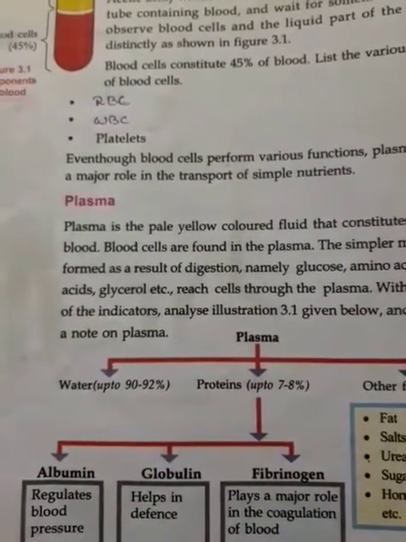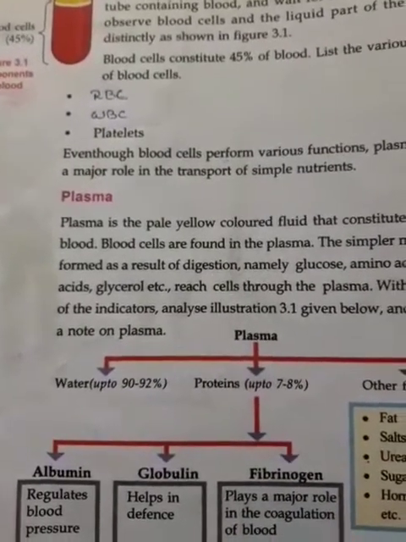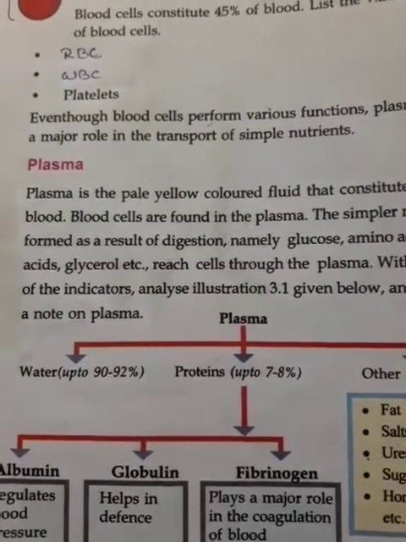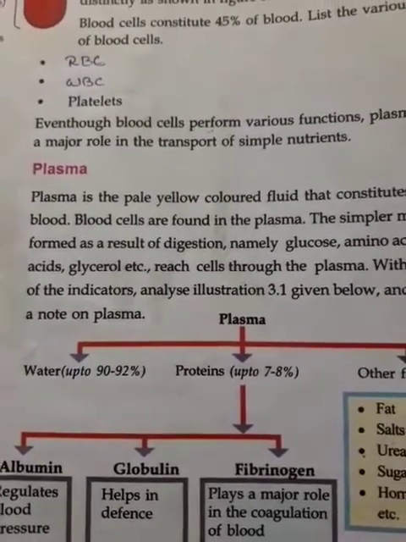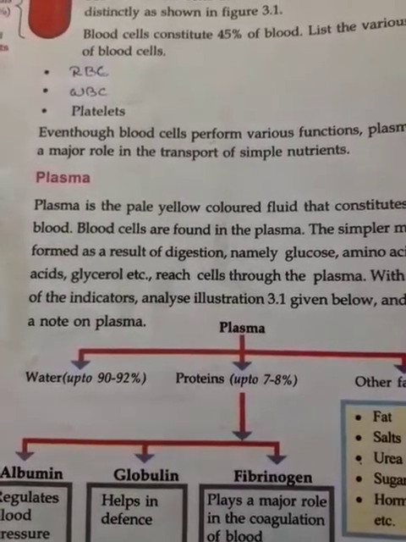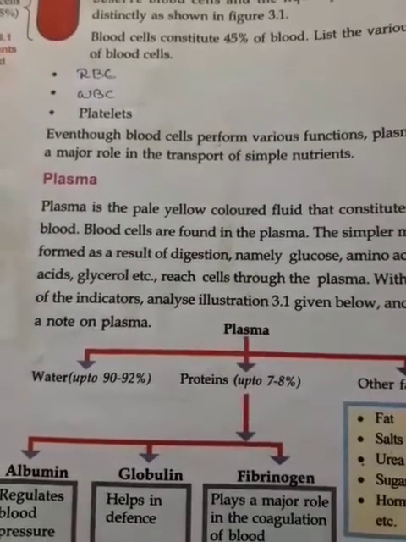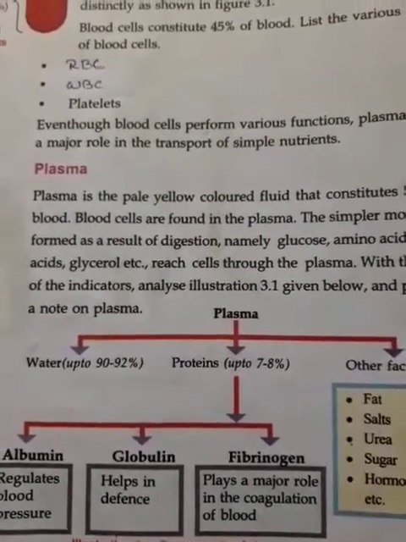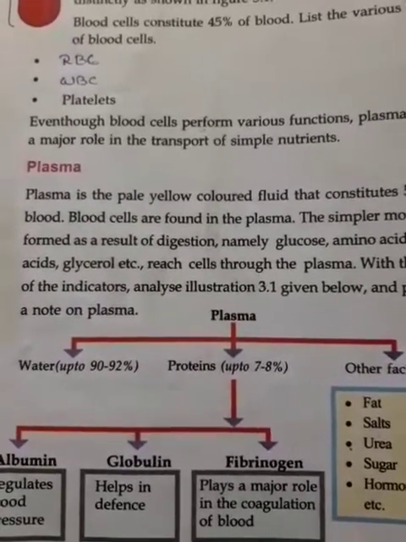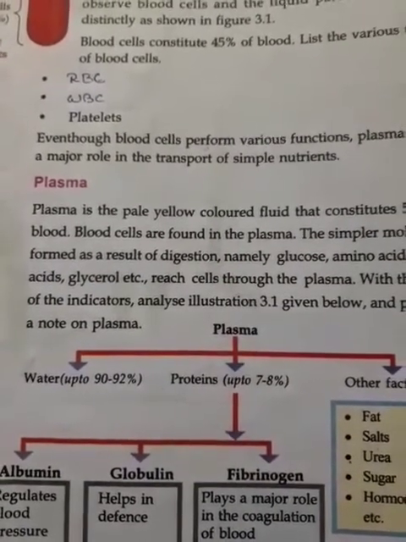Albumin helps to regulate the blood pressure. Globulin helps in defense. If any antigens enter our body, a defense mechanism is shown. This is provided by the protein globulins. Then fibrinogen plays a major role in the coagulation of blood. It helps in blood clotting.